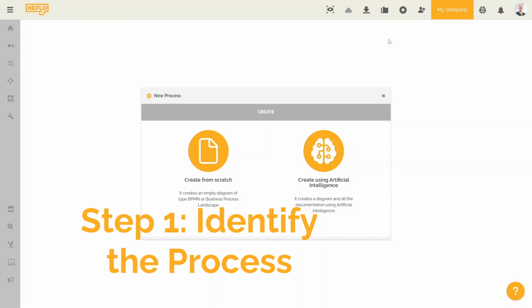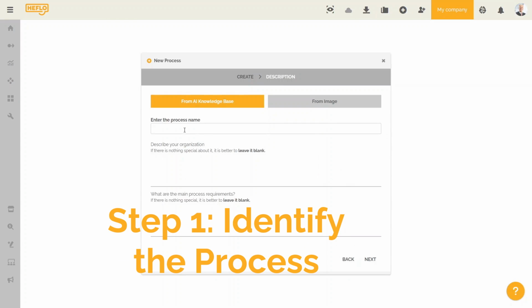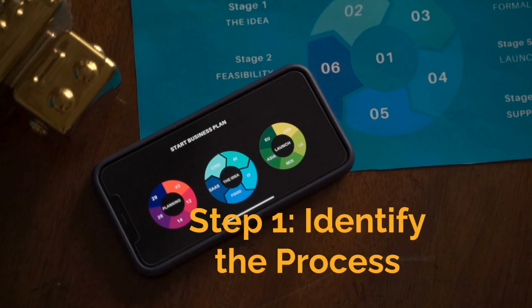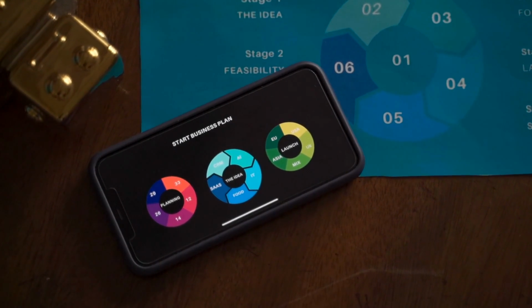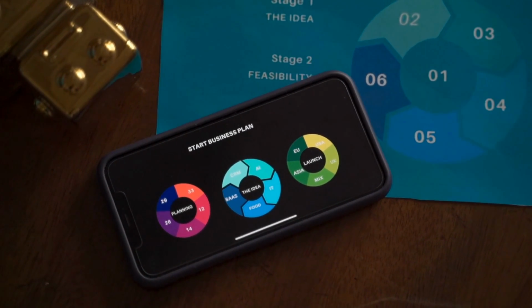Step 1. Identify the process to be mapped. The first step is to pinpoint the specific process you want to map. This could be anything from customer service to supply chain management.